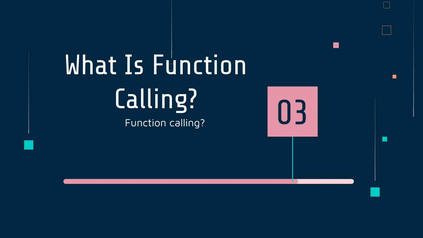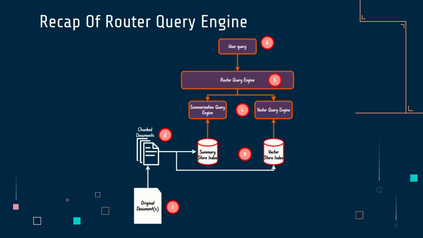The reason is that if you watched the last video, where we determined the best route using the router query engine, when working with the router query engine, the LLM uses a selector. The selector chooses, based on the user query, which tool to use, whether the summary query engine or the vector query engine. So imagine building a booking system with an LLM, or wanting to write the output of a RAG pipeline into a file automatically.